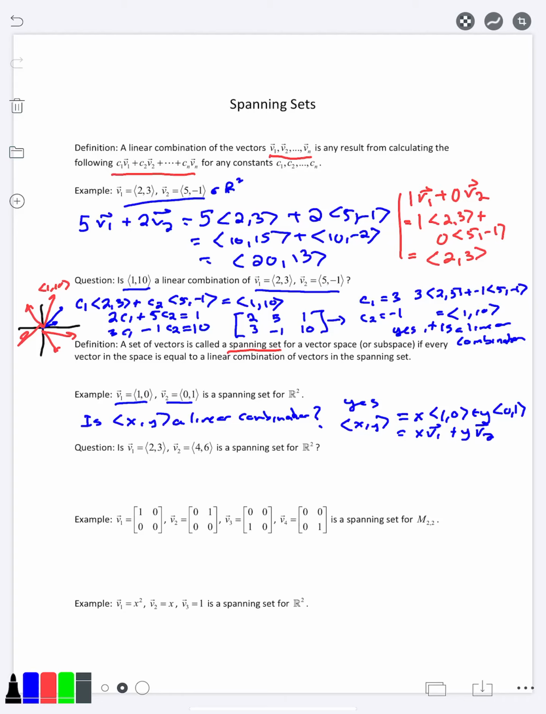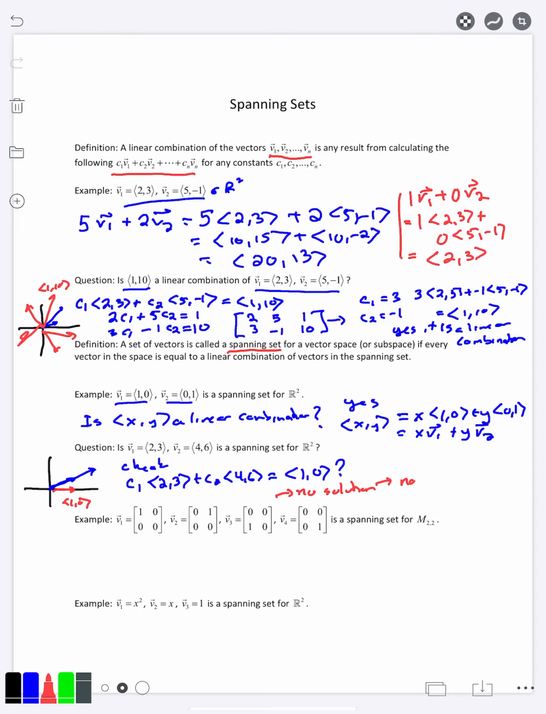Now, the second one, this question says, are these a spanning set? Well, if you look at it from a graphical point of view, (2, 3) is something like this, and (4, 6) is actually in the same direction, just twice as long. So if you're only allowed to travel in these two directions, can you get everywhere? No, you cannot. And you could just try, for example, (1, 0). So you would check, can you have c1 times (2, 3) plus c2 times (4, 6)? Will that ever give you the answer (1, 0)? And it turns out there's going to be no solution, which means they are not a spanning set.